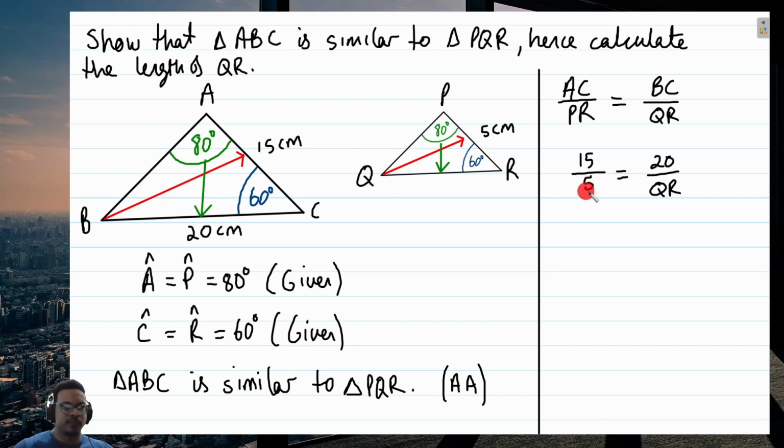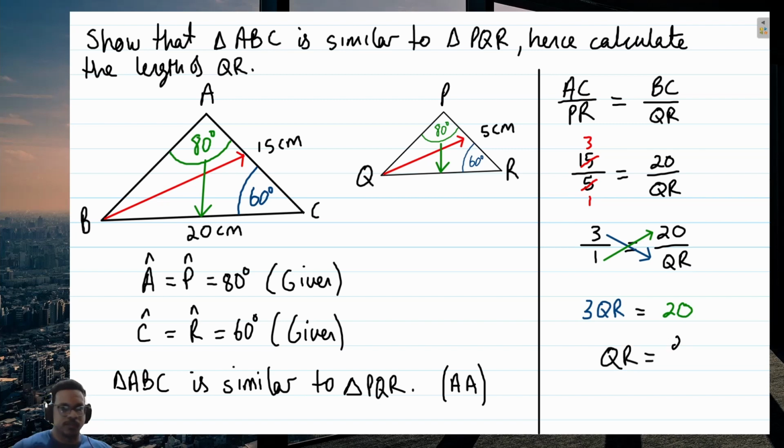So I'll say 5 into 5, 1, and 5 into 15, 3. So I'll get 3 over 1 is equal to 20 over QR. Now I'll cross multiply, and I'll have 3 multiplied by QR. That will give 3 times QR. And I'll have 1 multiplied by 20, and that will give 20. So now this is 3 multiplied by QR. I'll transfer this positive 3 across the equal sign, and the operation will change from multiplication to division, and I'll get 20 divided by 3. And I'll get QR is equal to 20 divided by 3. So that will work out to 6 2/3 centimeters.